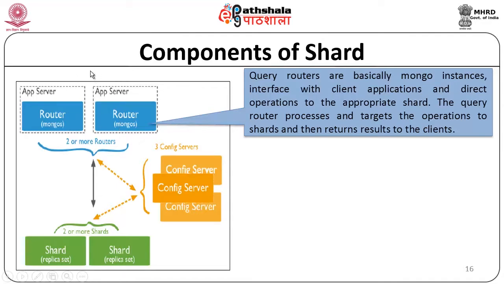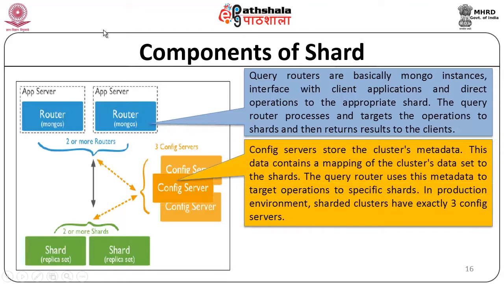So, you have the client applications here, and the clients will say what type of operation needs to be performed on the data. It is this query router which will act as an interface between the client and the shard, and it will execute the respective operations on the respective shards. The query router processes and targets the operation to the shard and then returns the results to the client. So, these are the 2 important and fundamental operations of the query router.